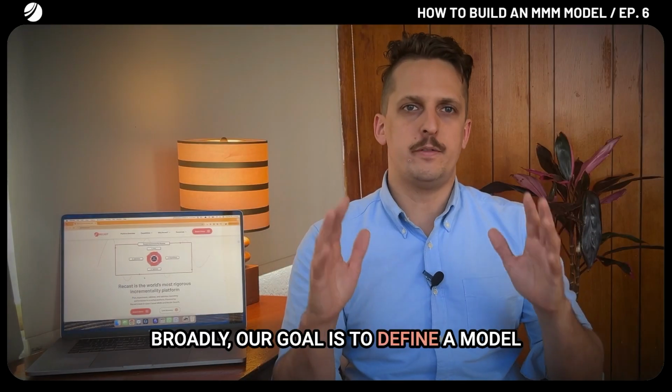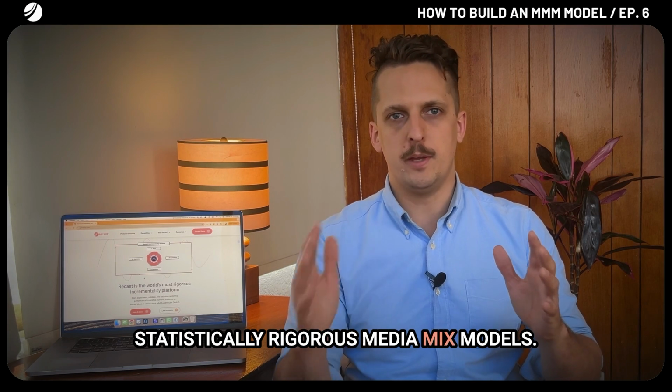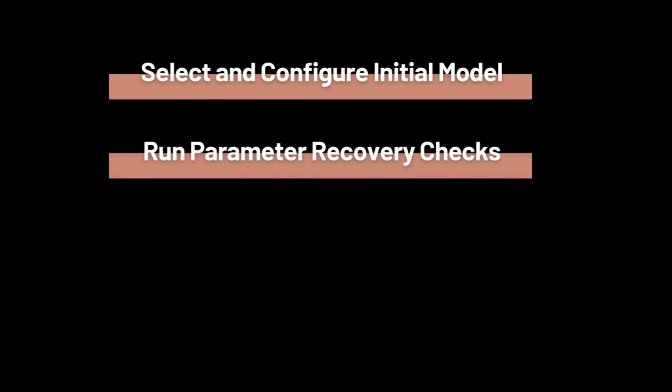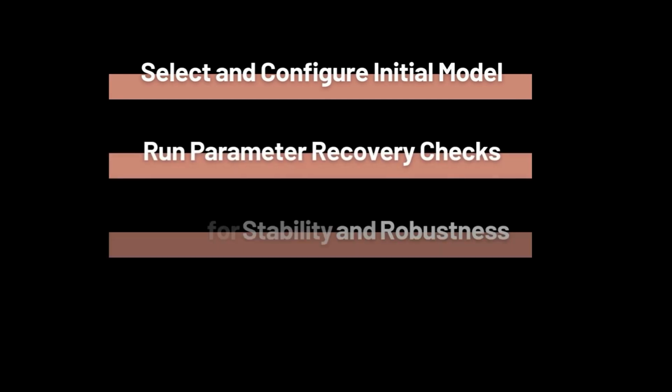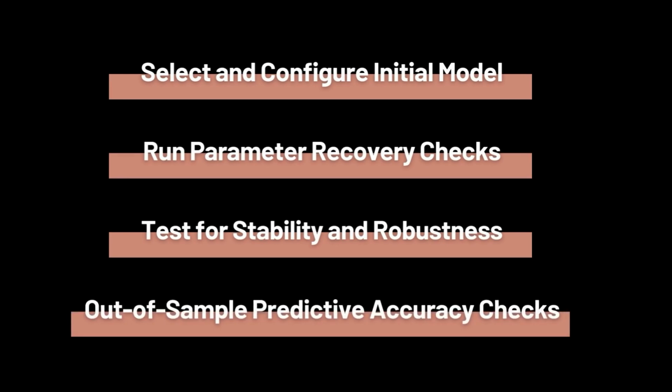Broadly, our goal is to define a model building process that produces robust, statistically rigorous media mix models. So far, we've discussed how to select and configure an initial model, how to run parameter recovery checks on that model, and how to test for its stability and robustness. The last step in our model building process is to check the out-of-sample predictive accuracy of the model itself.